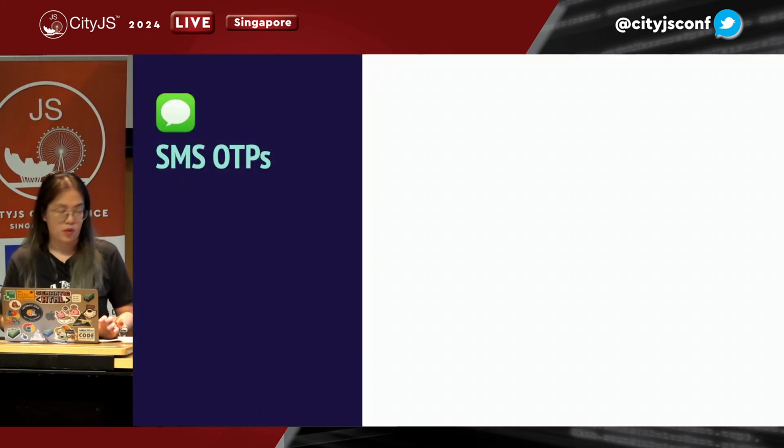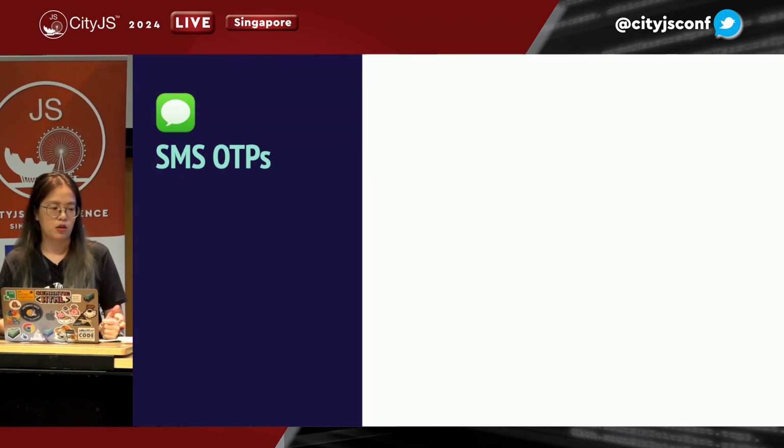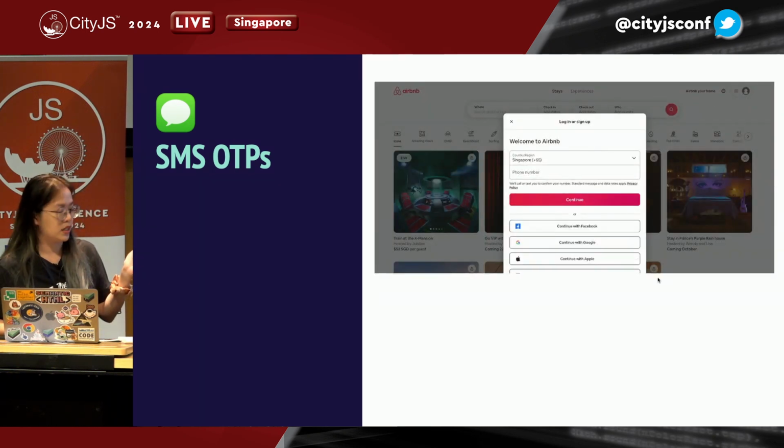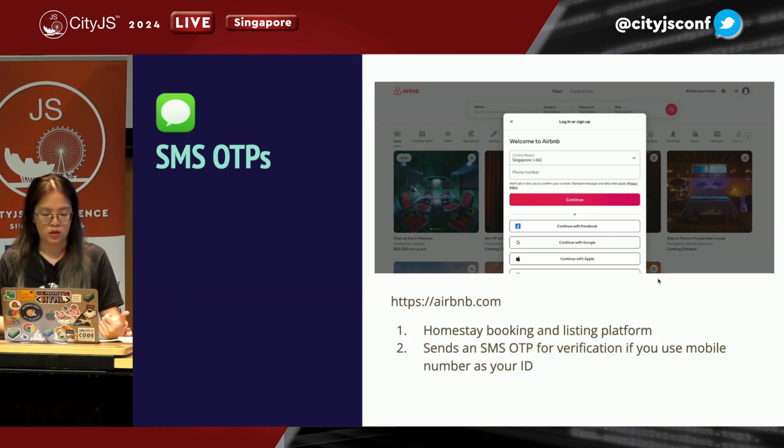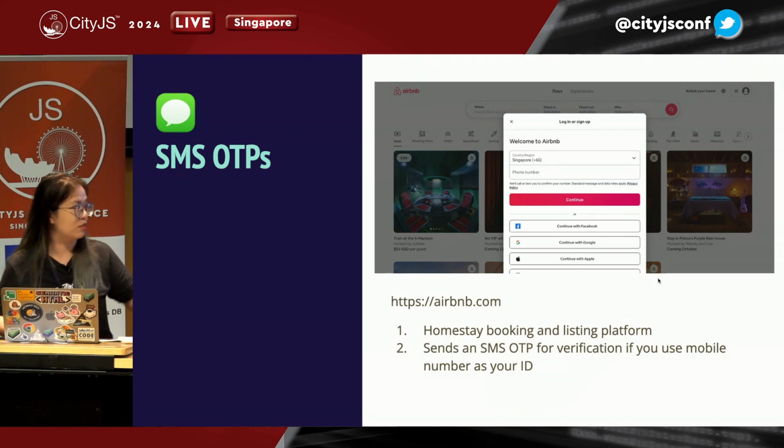And now, SMS OTP. SMS OTP is a lot more complicated. You need to get a real phone number to do this. For this, we are testing Airbnb, which has a mobile phone as your identity. Every time you log in, they will send you an OTP. And fingers crossed that today's demo will run well, because I got rate limited a few times.